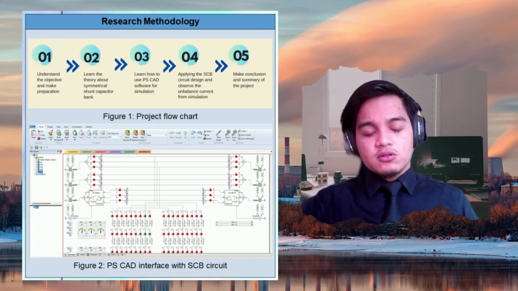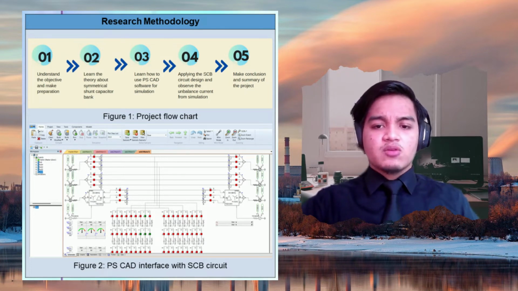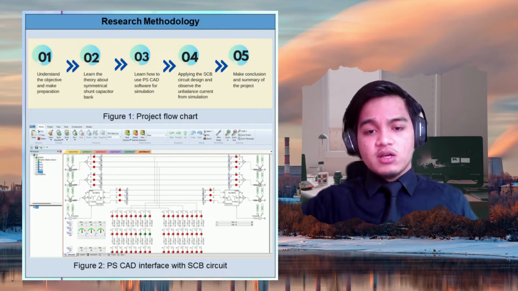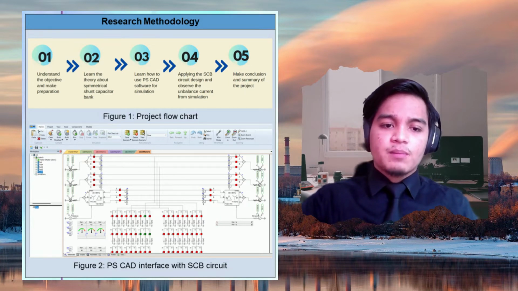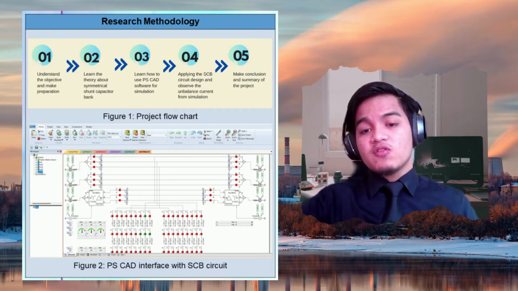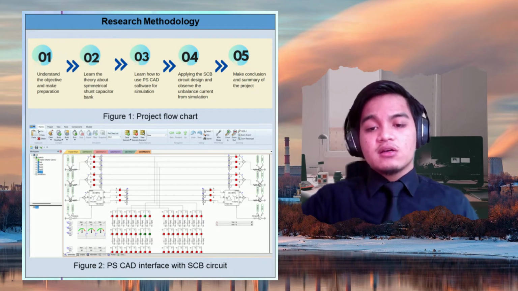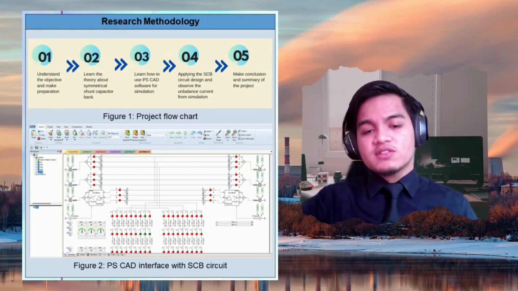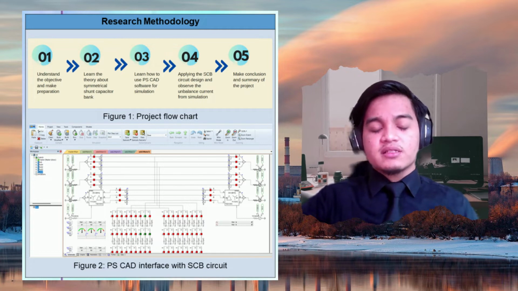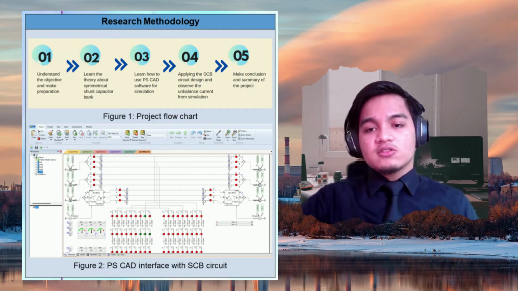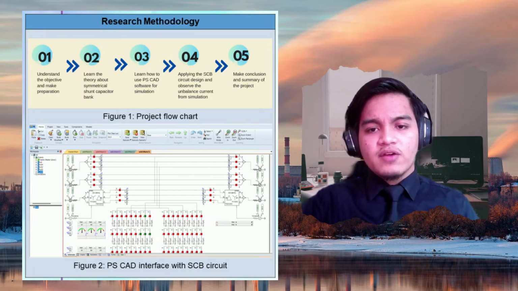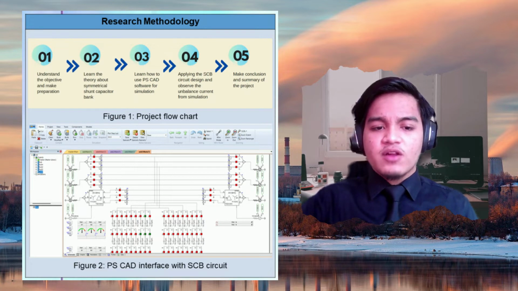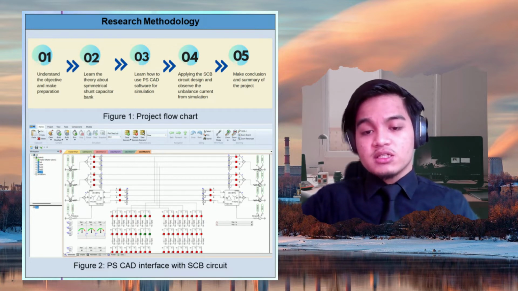Now, for the research methodology, there are 5 main steps that need to be done to make sure this project manages to achieve its objective. The first step is to understand the objective and make preparation for the next step. This step starts with learning the background and the application of capacitor banks at the transmission side, so this report can understand the theory of shunt capacitor banks and their function at the transmission side. This also helps to find and understand the problems that occur in a capacitor bank when failure happens, which can lead to power factor fluctuation and more energy usage.